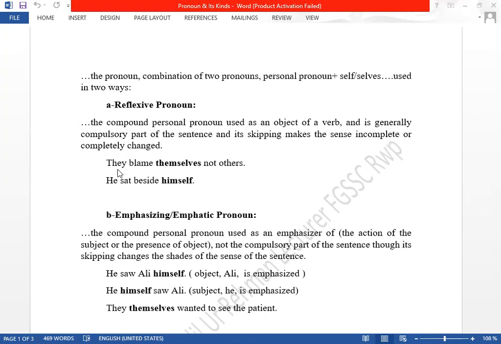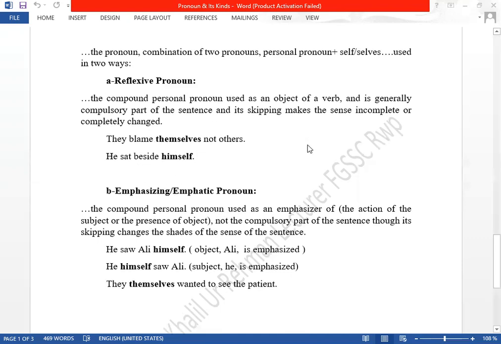They blame themselves. Here we can see that the compound personal pronoun themselves is used as the object of the verb blame. So that is called a reflexive pronoun because they reflect the action of the subject they. Exactly, when we say he sat by himself, it means he sat alone. Here once again it is used as a reflexive pronoun.